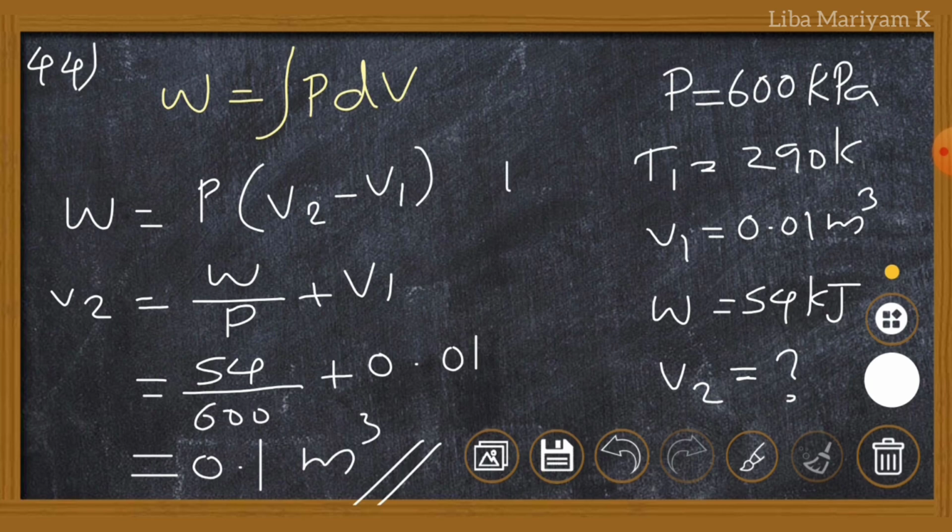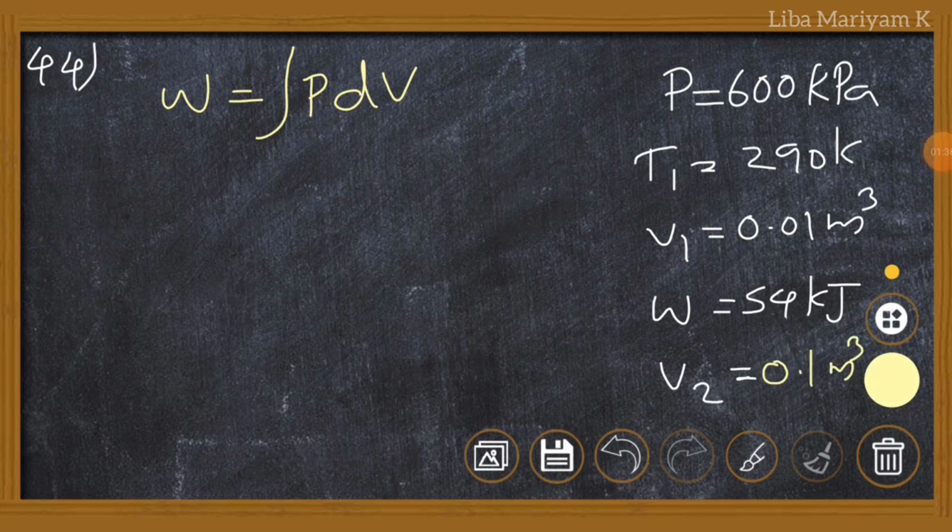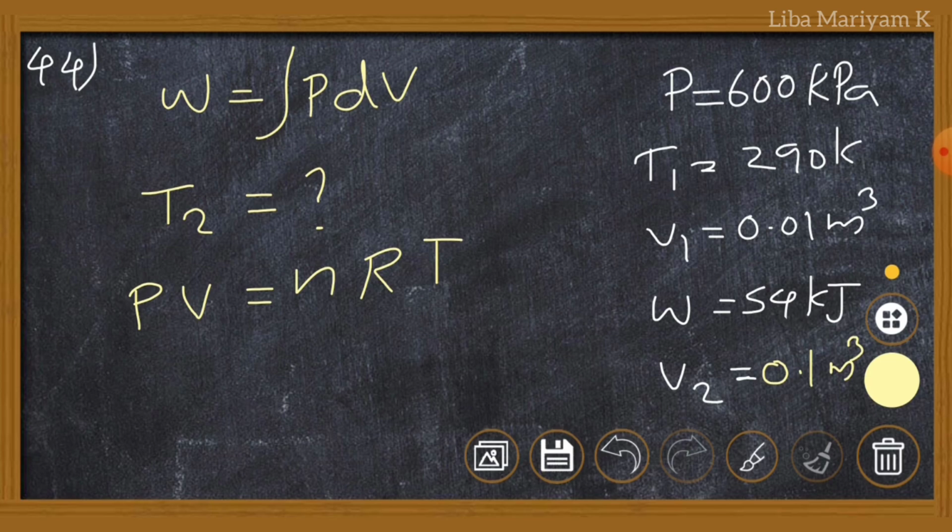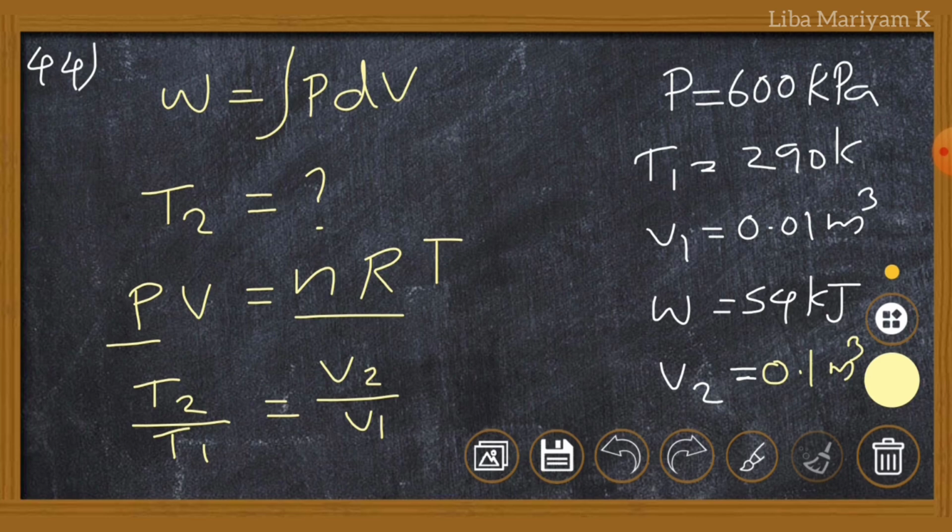Option B is correct. If the question also asks to find the final temperature, we can use PV is equal to nRT, where P is constant, nR is constant. From that we can write T2 by T1 is equal to V2 by V1. So using this equation we can find temperature.